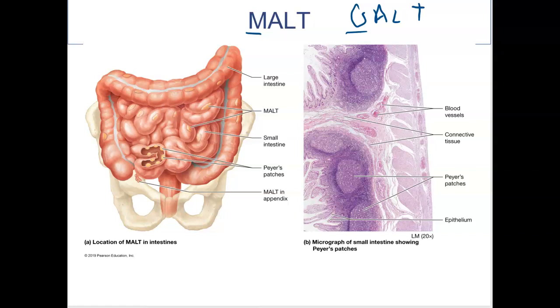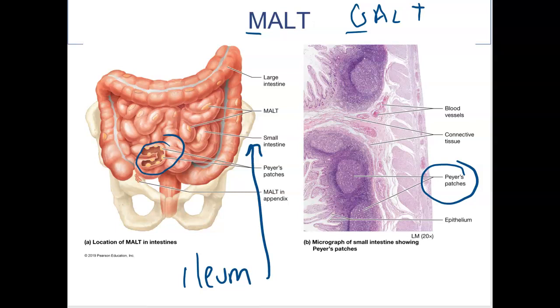What you're looking at here is two things. You're seeing something called Peyer's patches. And Peyer's patches are located in the distal portion of the small intestine, and that portion is called the ileum. So the ileum of the small intestine, you can see it here, it actually is going to meet up with the cecum of the large intestine.